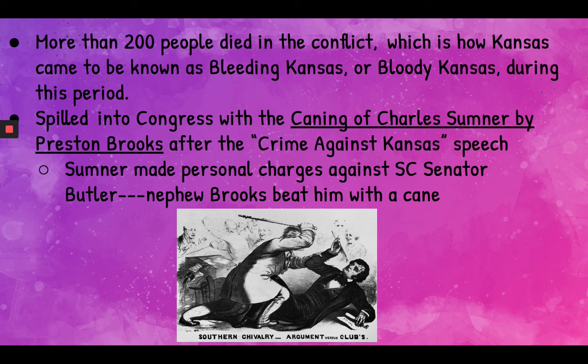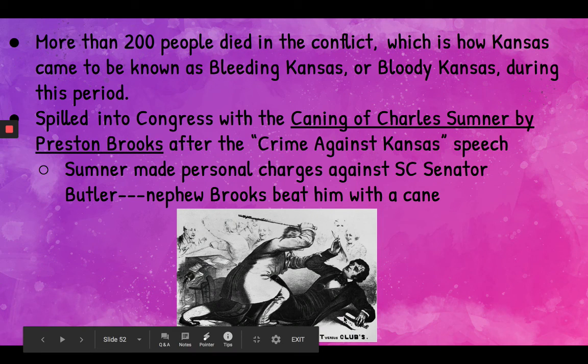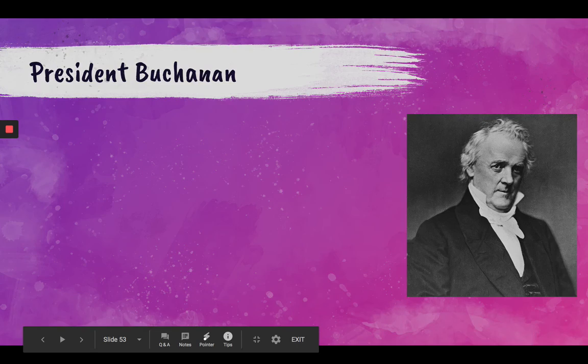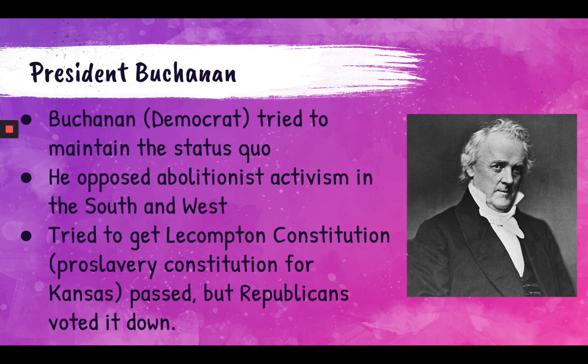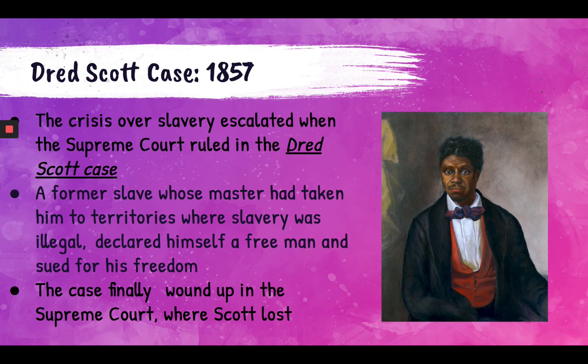So this argument over slavery spilled in the Congress when Sumner, this is him on the floor, when Sumner made personal charges against South Carolina Senator Butler, and Butler's nephew Brooks proceeded to beat him with a cane due to him accusing his uncle of something regarding supporting slavery, obviously because he's from South Carolina. Okay, so we've already talked about that. Moving on to Dred Scott.